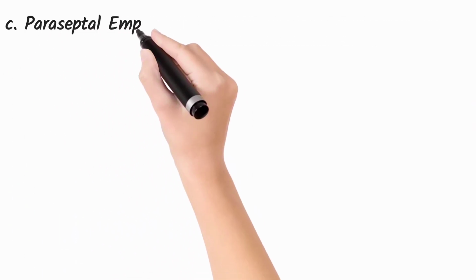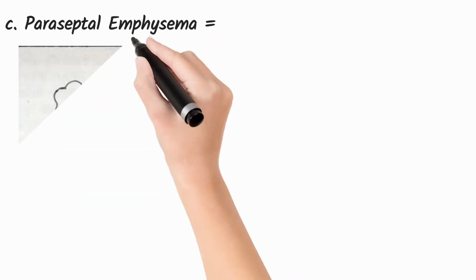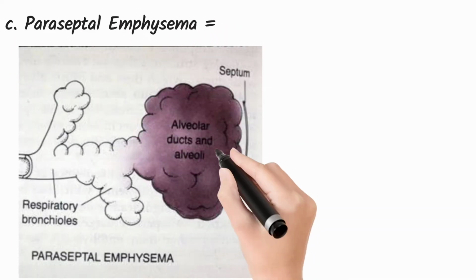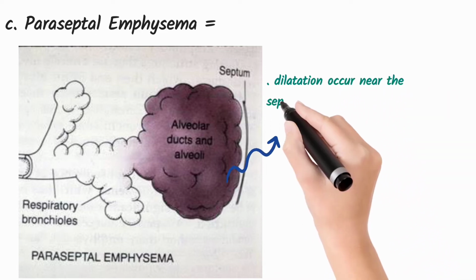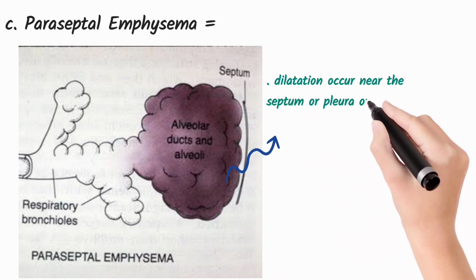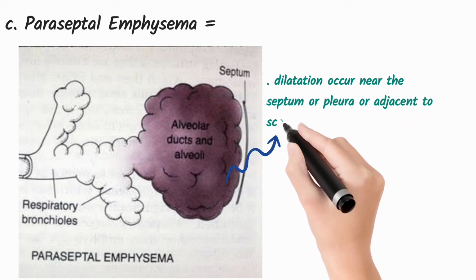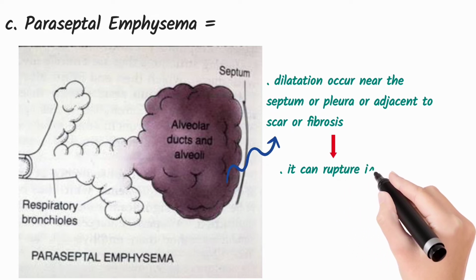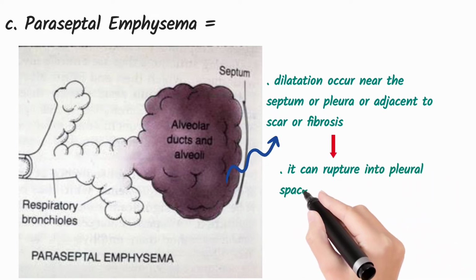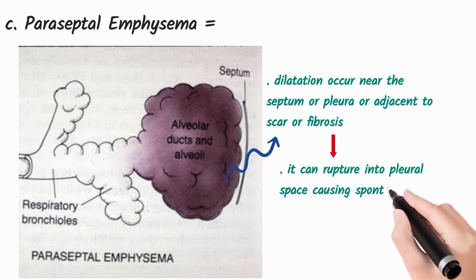Next is paraseptal emphysema. In this type of emphysema, dilatation occurs in the distal part of acinus close to the pleura or close to fibrosis or scar. It can rupture into the pleural cavity, so it can lead to spontaneous pneumothorax.